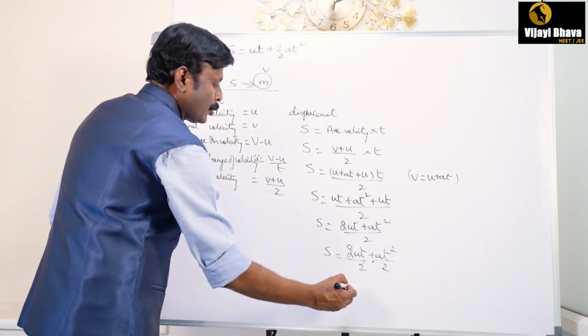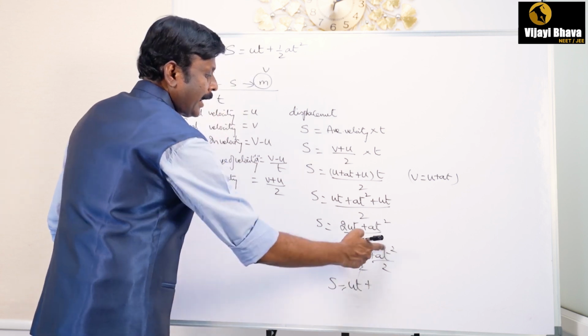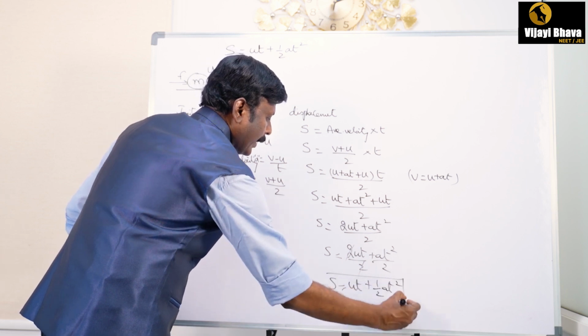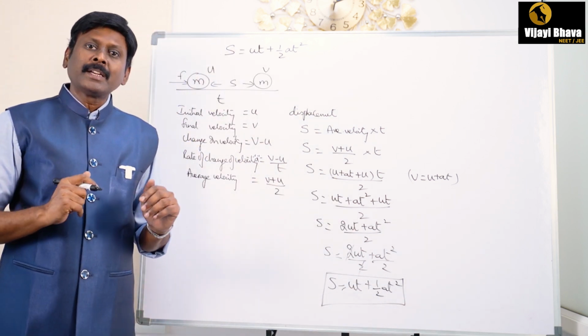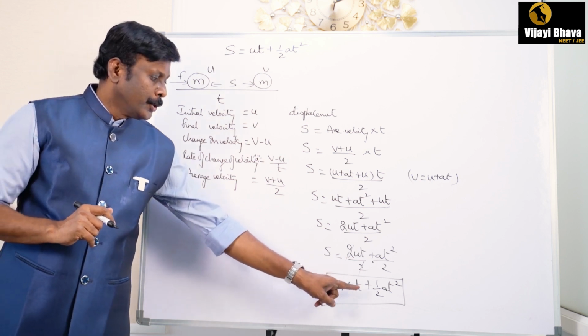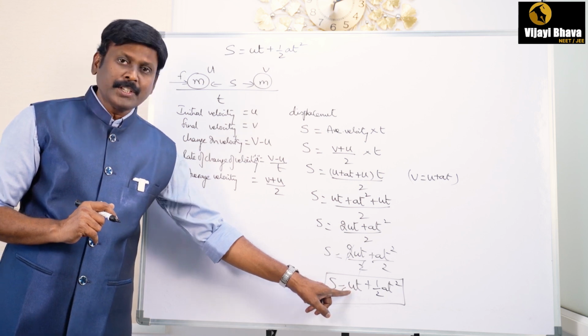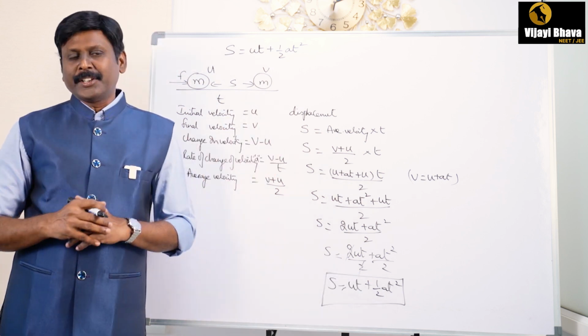Now let us cancel 2 and 2. The remaining is ut plus at square by 2, that we can write as half at square. So this is how the equation for displacement is arrived. S is equal to ut plus half at square, where S is displacement, u is initial velocity of the body, t is time, a is acceleration.